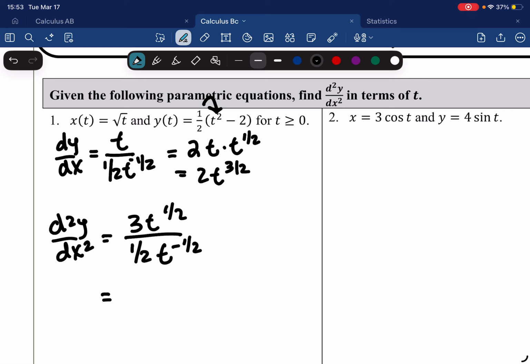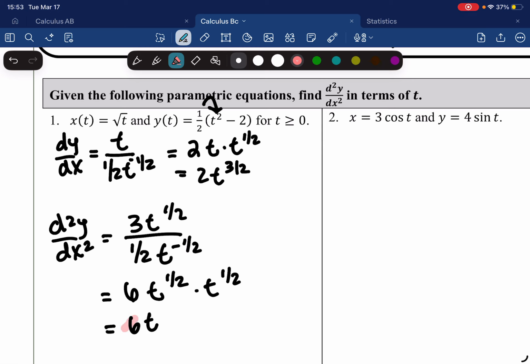From here I would simplify, so I'd move the 1/2 to the numerator by multiplying by the reciprocal, so 3 times 2 is 6. So I have 6 times t to the 1/2 times t to the 1/2 if I bring the t to the negative 1/2 to the top, which is the same as saying 6 times t to the 1/2 plus 1/2, which is just going to be 6t. That is my answer.